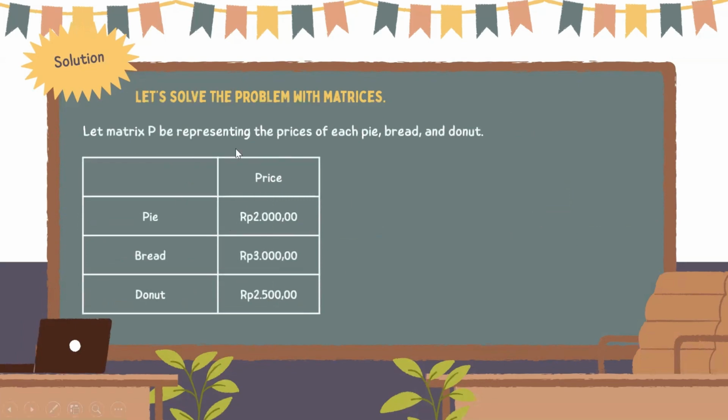After that, you can convert the table of prices to a matrix too. Let matrix P represent the prices of pie, bread, and donut. We get matrix P with order 3 times 1, and the elements are the prices of each food. That is 2,000 for pie, 3,000 for bread, and 2,500 for donut.